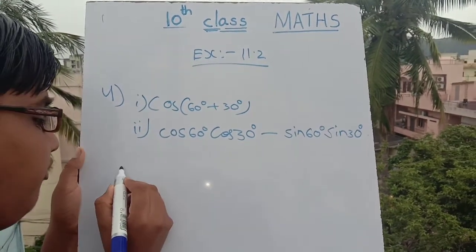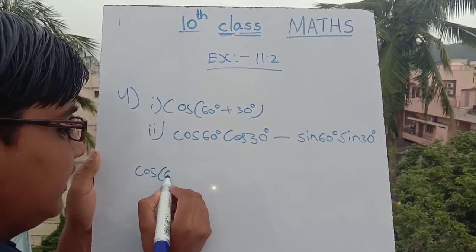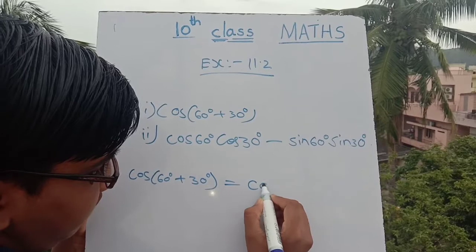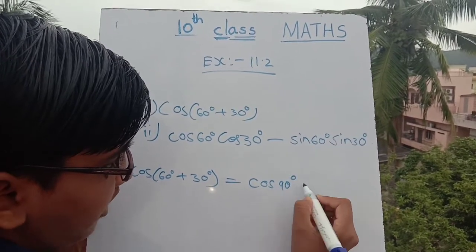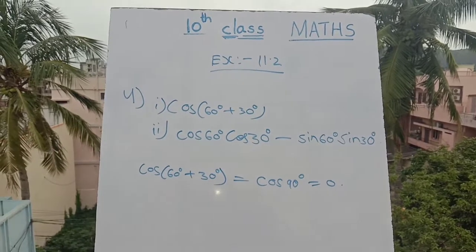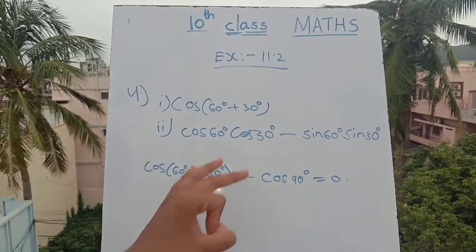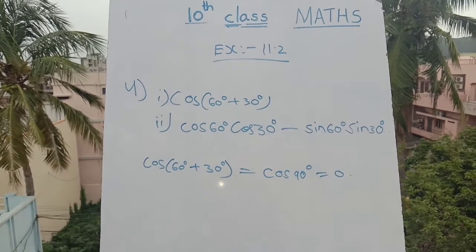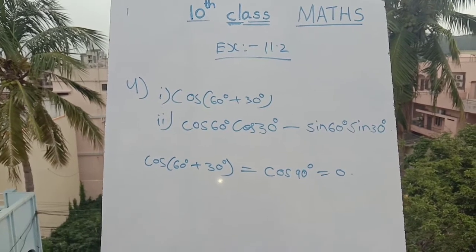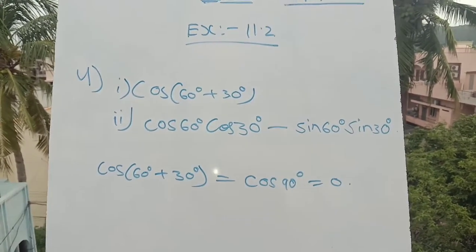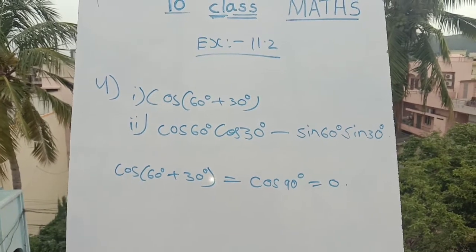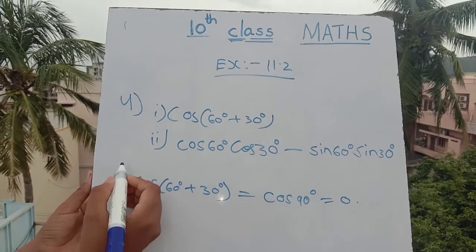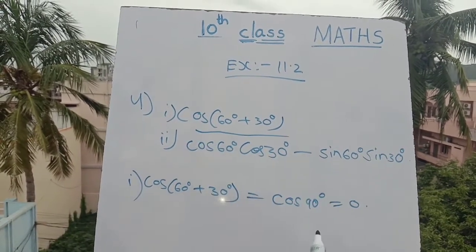So let's do cos of 60 degrees plus 30 degrees, which is equal to cos 90. We know the value of cos 90 is equal to 0. Friends, to make this easier, you need to practice the table that I mentioned in the previous session. It is very important in this exercise. This whole exercise is based only on that table, so you need to practice the table very well. The link is given in the description of yesterday's video. So the first one, the value of cos of 60 degrees plus 30 degrees, is equal to 0.